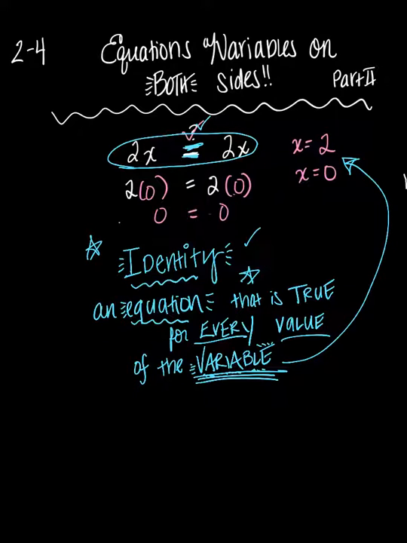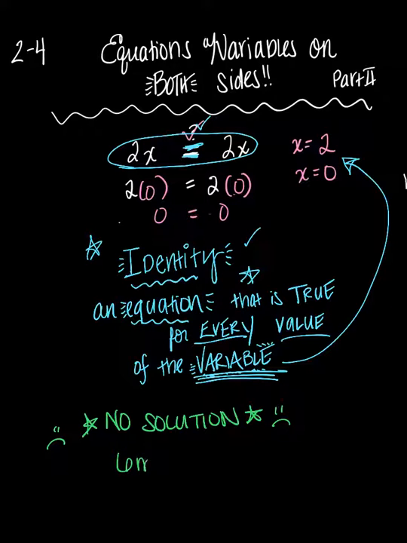Let's look at figuring out how something might not be an identity. If it's not an identity, then it's something that is super, super sad and it has no solution. There is no value for x that would end up making it true. Problems that have no solution might look something like this. Let's look at 6m minus 5 equals 7m plus 7 minus m.